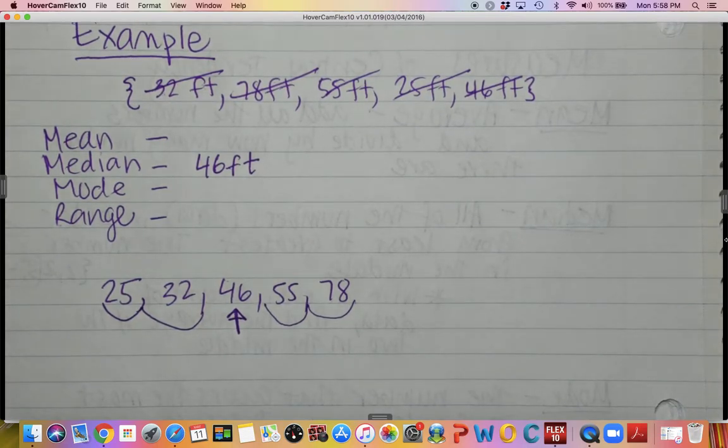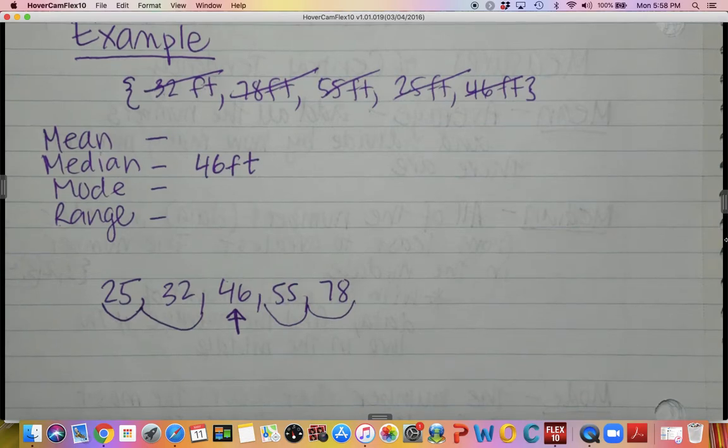If I had a set of data that did not have an odd number, I would have to find the average of the 2 in the middle. So our next example will be one of those in order for me to show you how to calculate that.